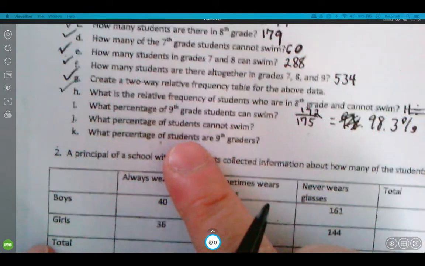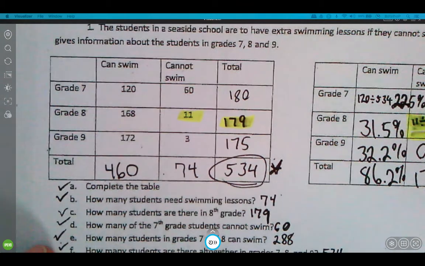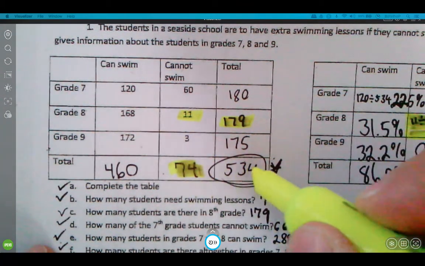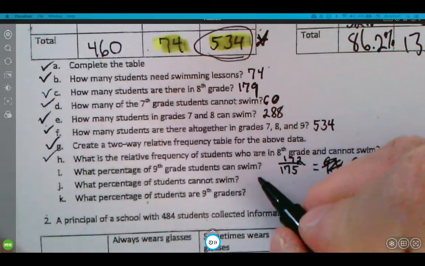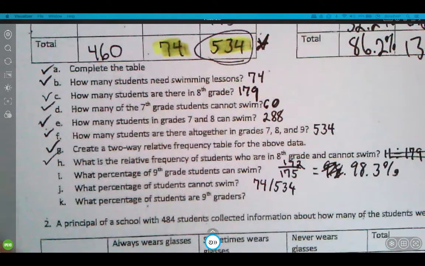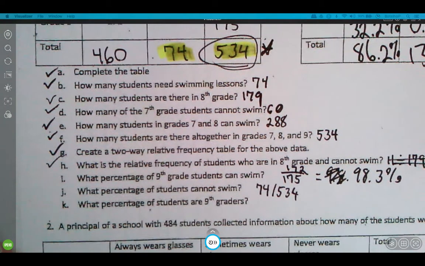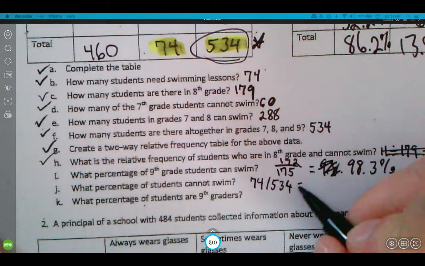What percentage of students cannot swim? Now just students in general that cannot swim. So 74 out of 534 can't swim. So I'm going to write 74 divided by 534, and that equals 13.9%.